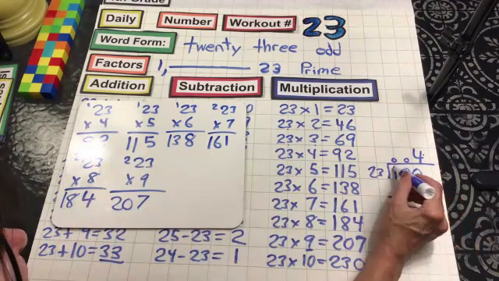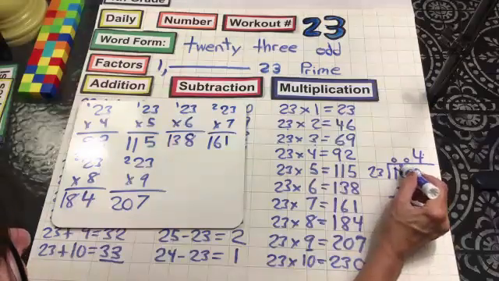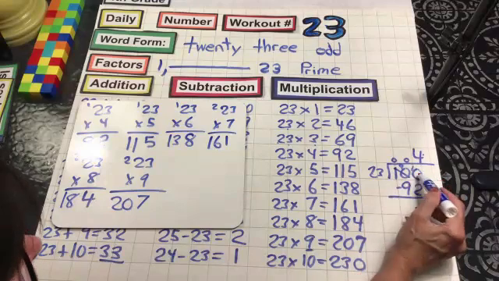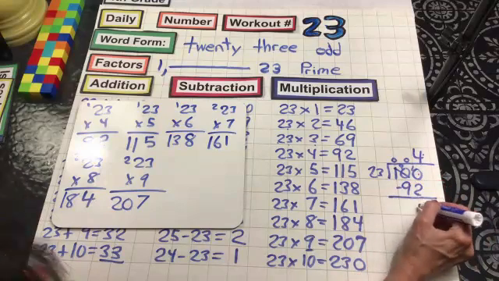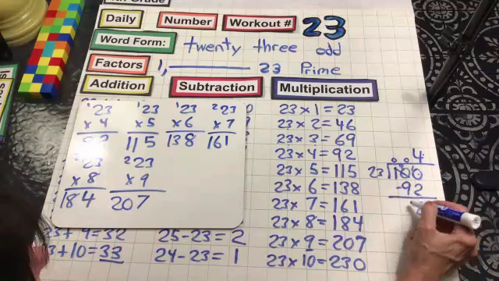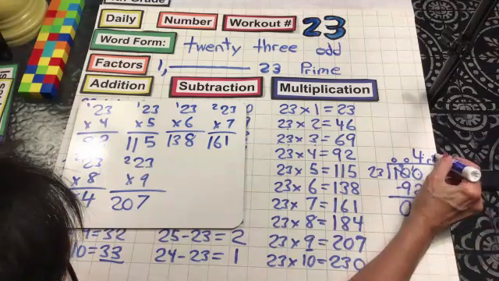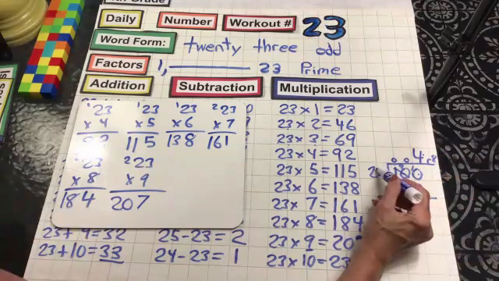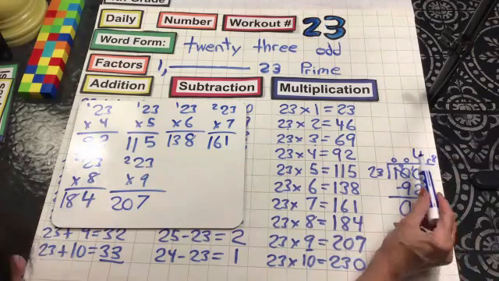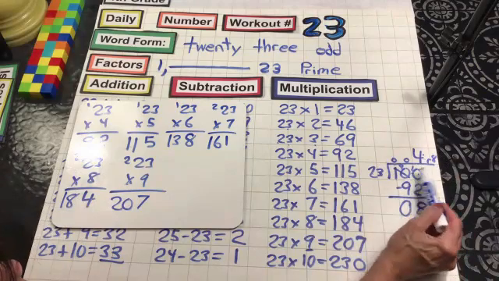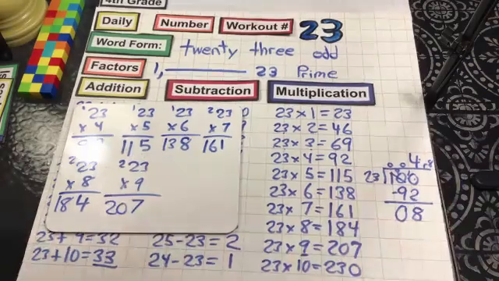We can't take 2 from 0, so we have to borrow from the 10, making it 9, making this 10. 10 minus 2 is 8. 9 minus 9 is nothing. So we have a remainder of 8. So if we go into the $23 store, we can buy 4 items with $100 with $8 left over.